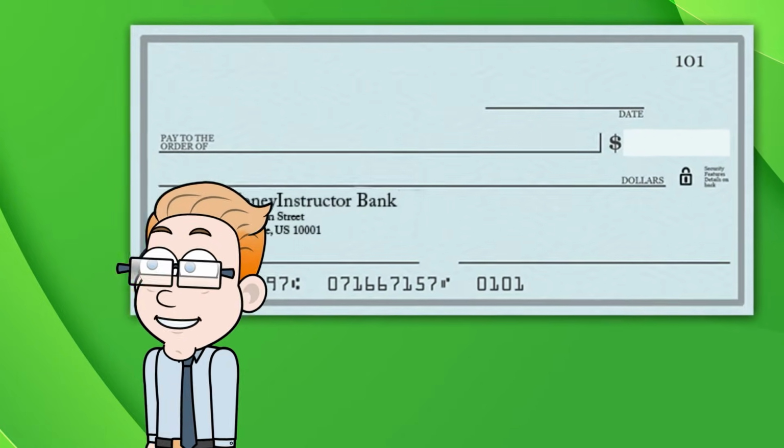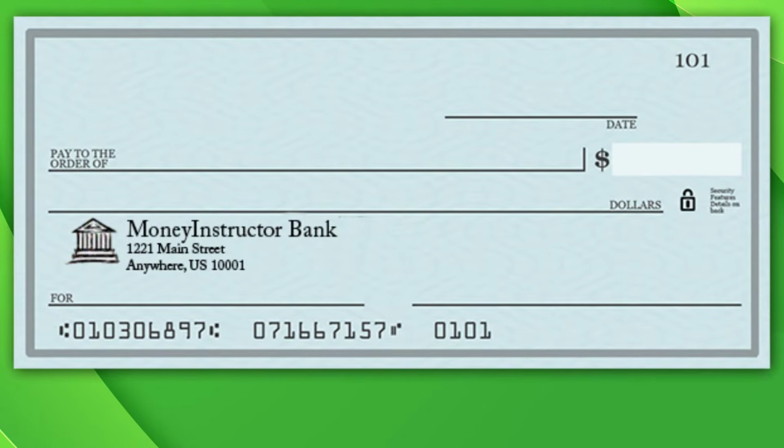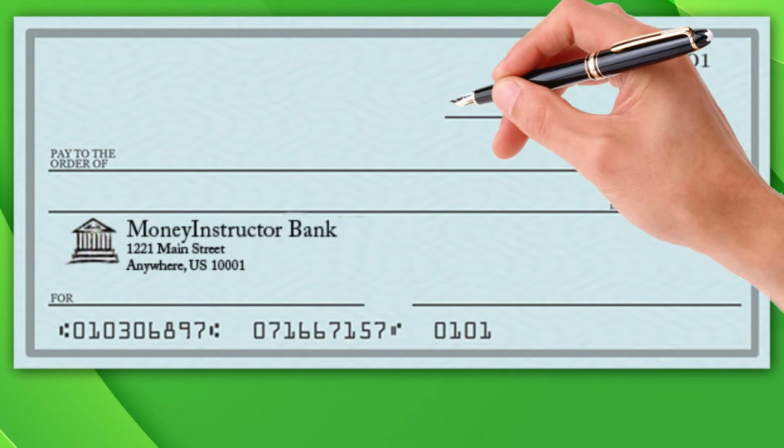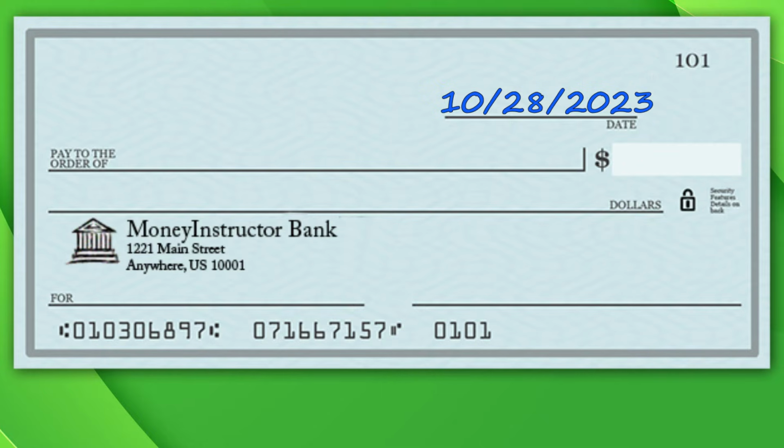First things first, the date. At the top right of the check, there's a space for this. Always use the current date. This not only shows when you wrote the check, but it's essential for both you and the person you're paying. Include the month, day, and year.